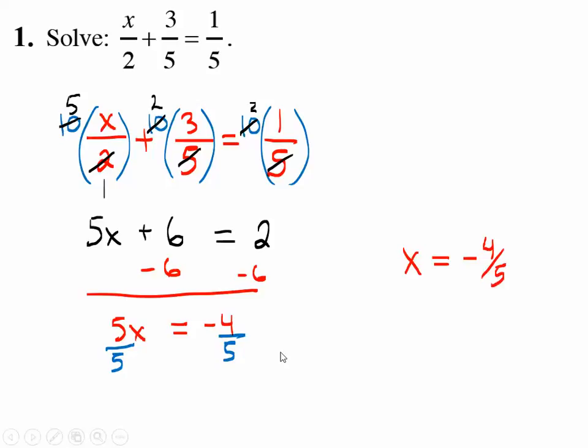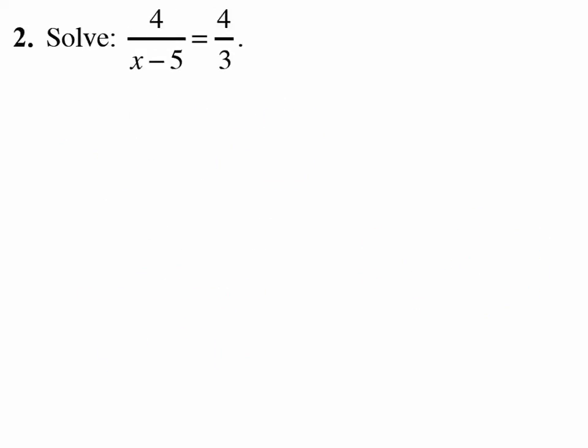Okay, and before we get to the normal basic ones, we're going to do one quick one that you can always do with these rational equations. Alright, let's talk about it first though. So I have 4 over x minus 5 is equal to 4 over 3.